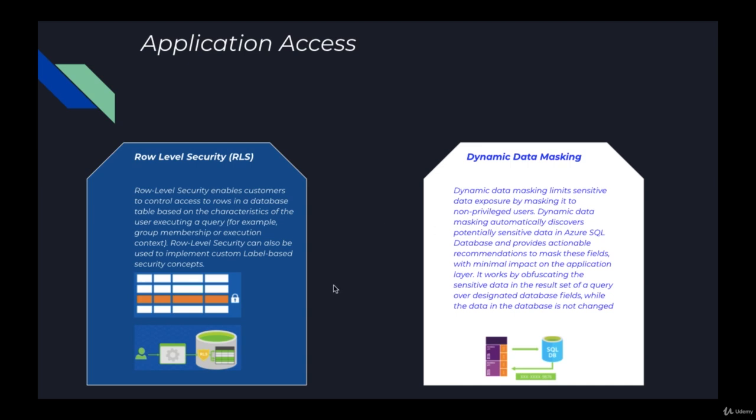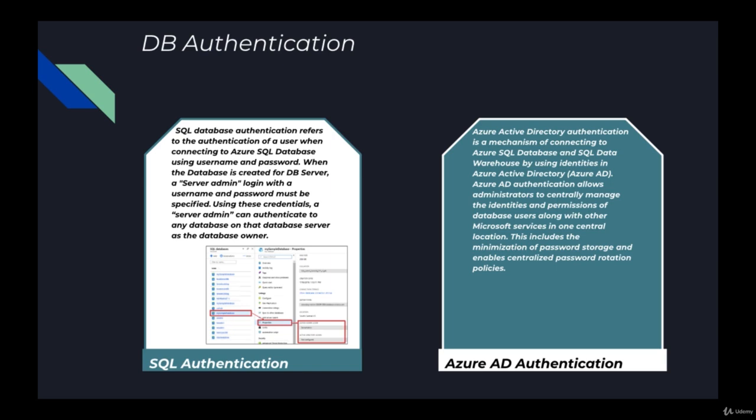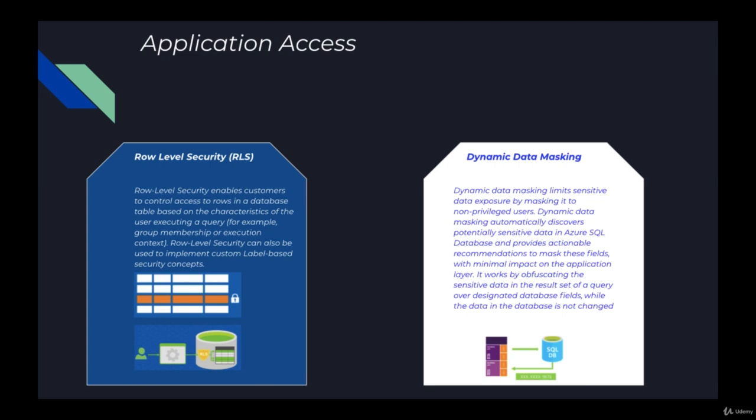So this is it. In this lecture, we studied database authentication using SQL authentication and Azure AD authentication. Then, in case of application access, we discussed how we can implement row level security to secure sensitive data at a particular row, and then dynamic data masking to hide or obfuscate sensitive data.